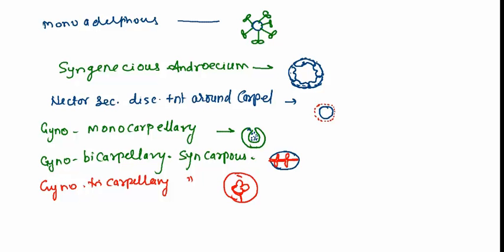This is a diagrammatic representation of the ovary which is tricarpellary having 3 carpels. These are the 3 carpels, and this condition is the syncarpous condition. This is called gynoecium with tricarpellary syncarpous ovary. Another condition is gynoecium with pentacarpellary and syncarpous ovary. The diagrammatic representation of such kind of ovary is like this.